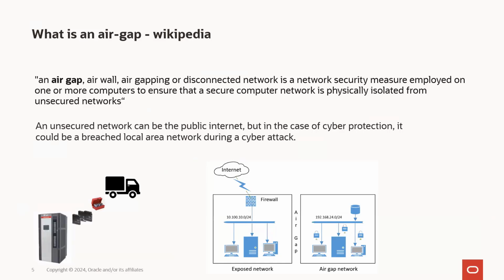So on the bottom right-hand side, an air gap is a physical separation of the network, complete physical separation. And the way we used to do that in the old days was tape. And that's what I'm showing on the left-hand side here. A lot of times you would cut a tape and you would send it off-site, and that would be your air gap backup.